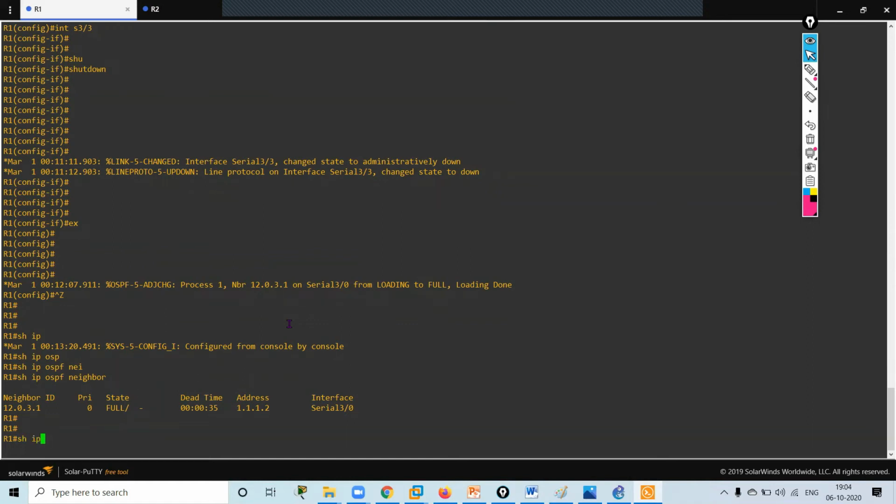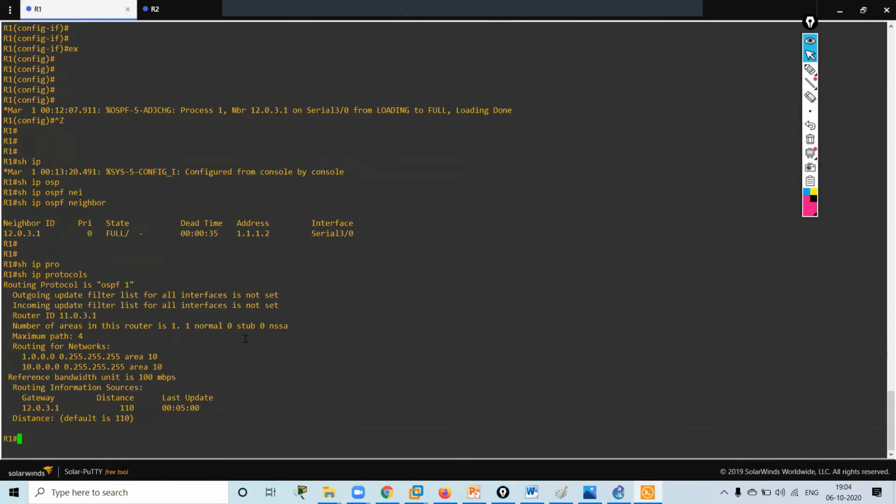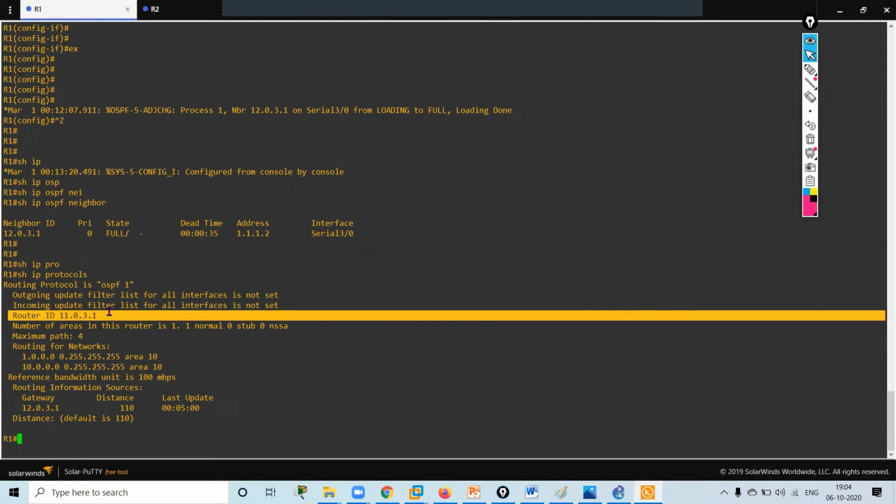And how can you see what router ID is taken over here? Show ip protocol. It is 11.0.3.1 on R1, because it is the highest loopback interface.